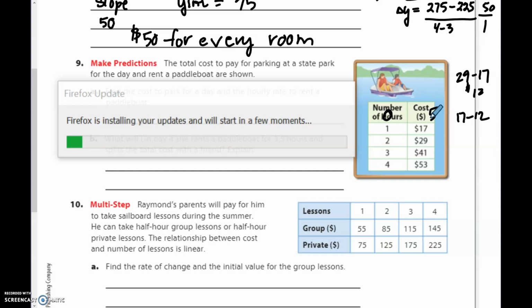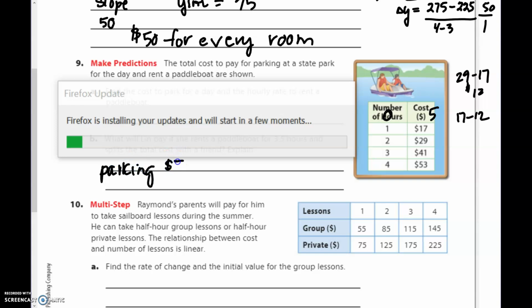Now what that means is I'm not renting a paddle boat at all. All I'm doing is going to the park. And when I go to the park, I still have to pay just to get in the park, but maybe I don't rent a paddle boat. So sometimes I might rent a paddle boat and sometimes I don't. So if I just go to the park and walk around, do the trails, the parking is going to cost me $5.